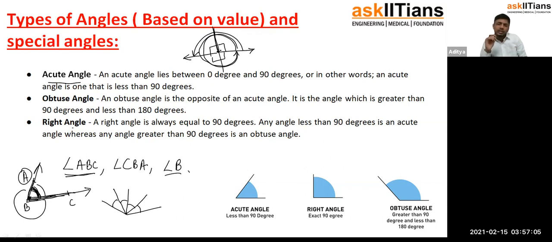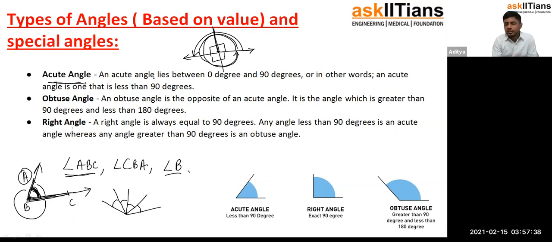But at the end of the day, we need to understand that a degree is just a method to measure the angle. It is not absolute. Angle can be measured in other units also. For example, one full rotation is 360 degree, half rotation means 180 degree, one fourth of a rotation is 90 degree. So we can also say one fourth of a rotation is a right angle. That's absolutely correct.